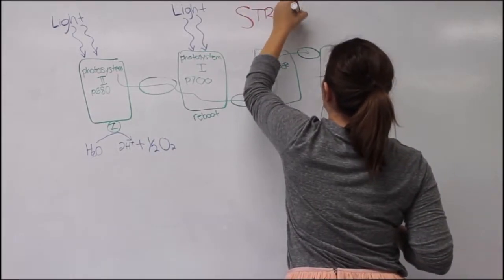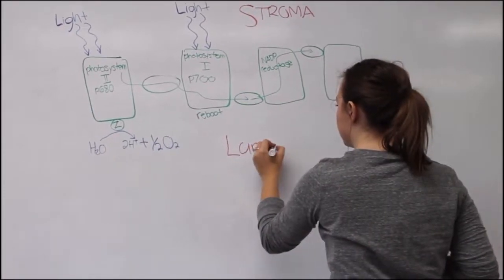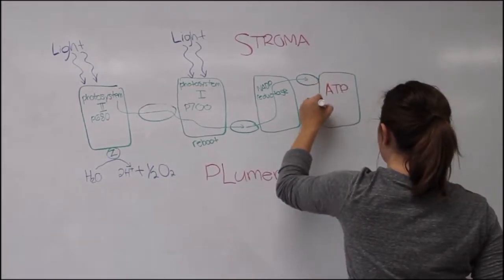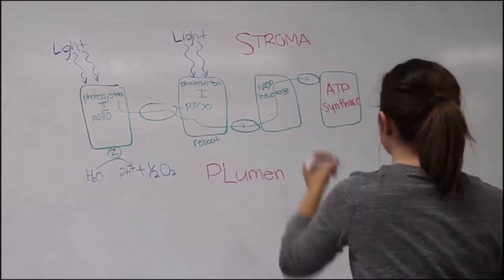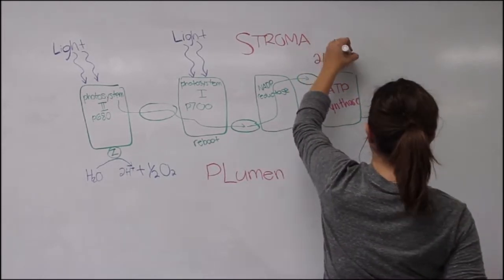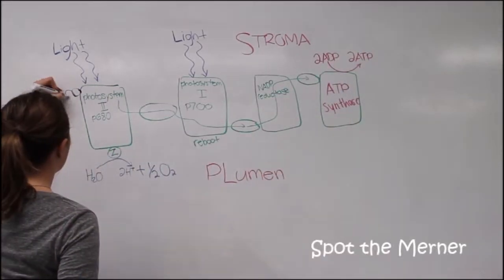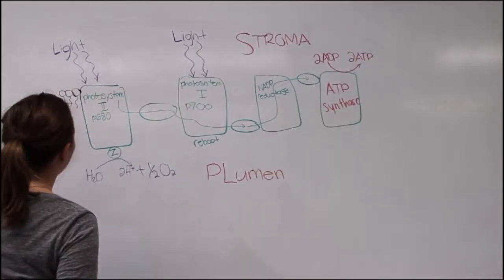Stroma is the outside and lumen is the inside, and the point is to get a surplus of H pluses inside the lumen. Lastly is the ATP synthase, where 2 ADPs become 2 ATPs. Now I am drawing the phospholipid bilayer.